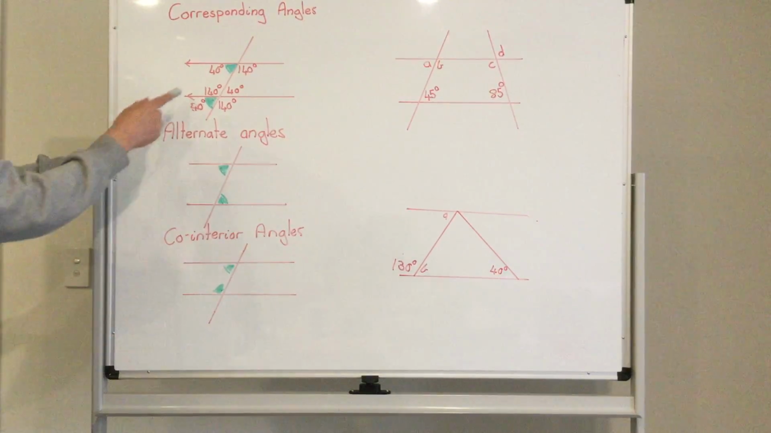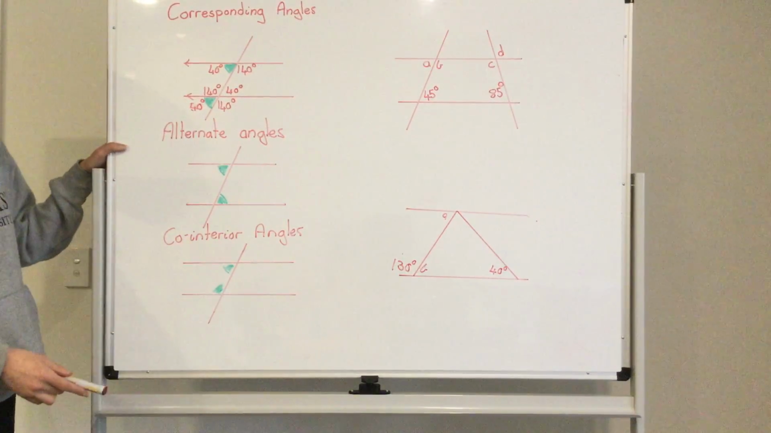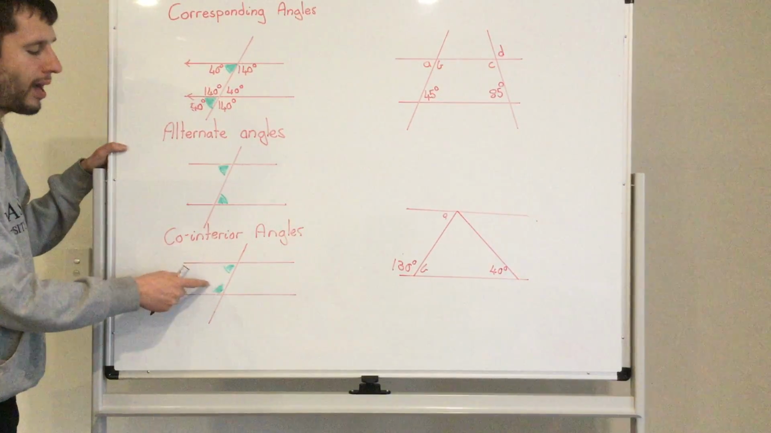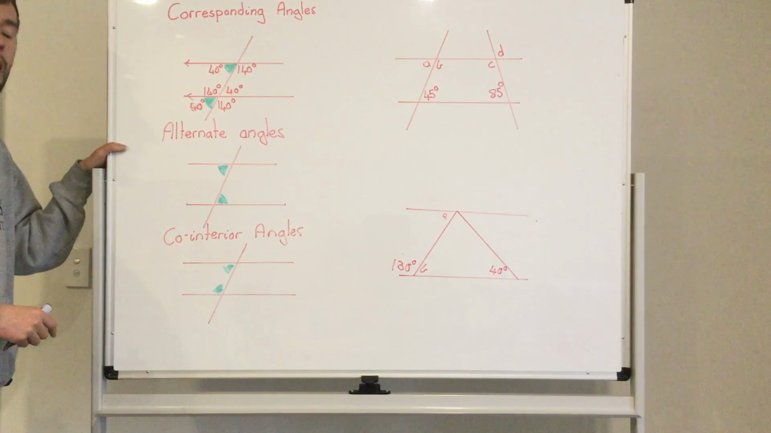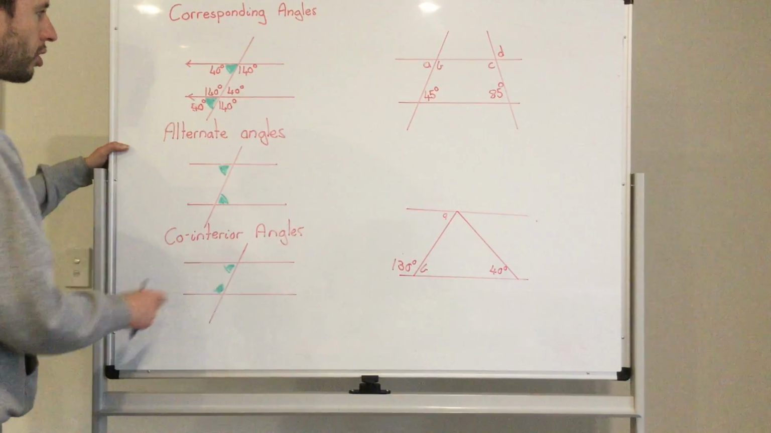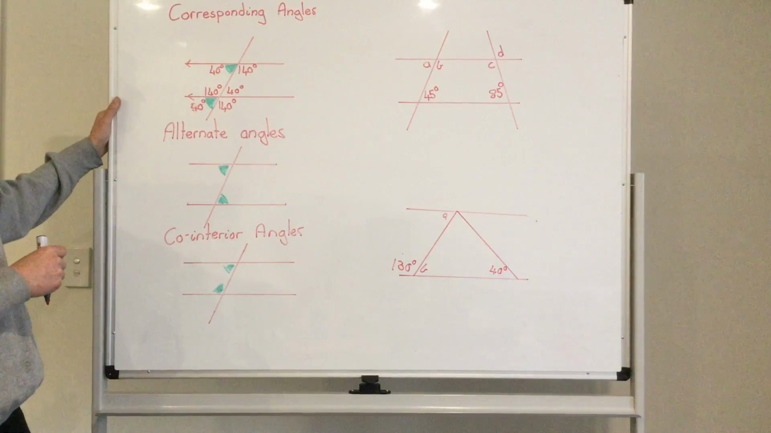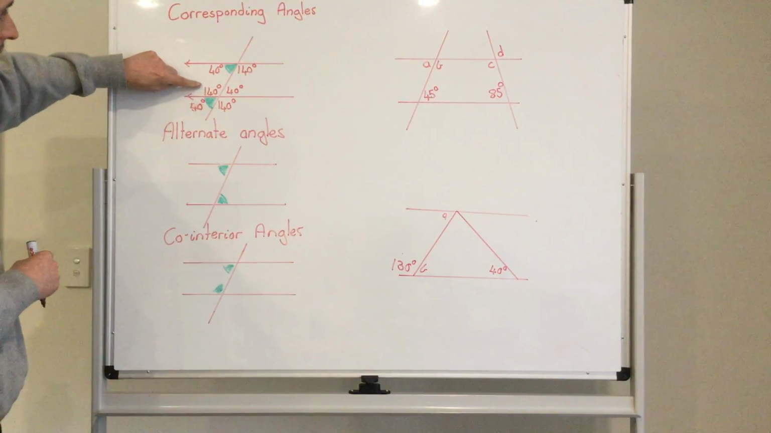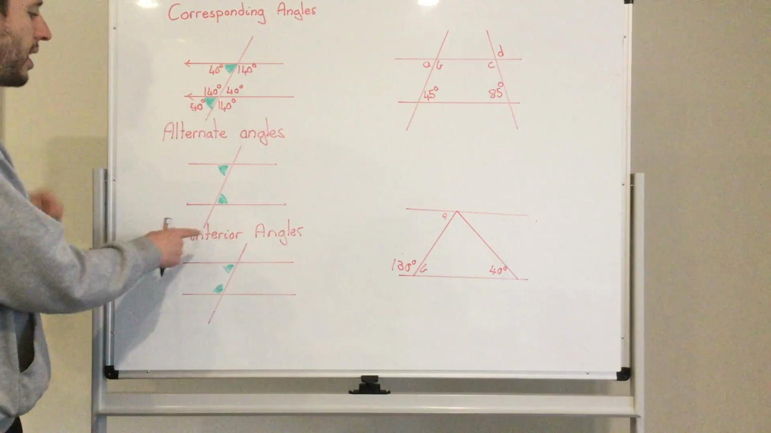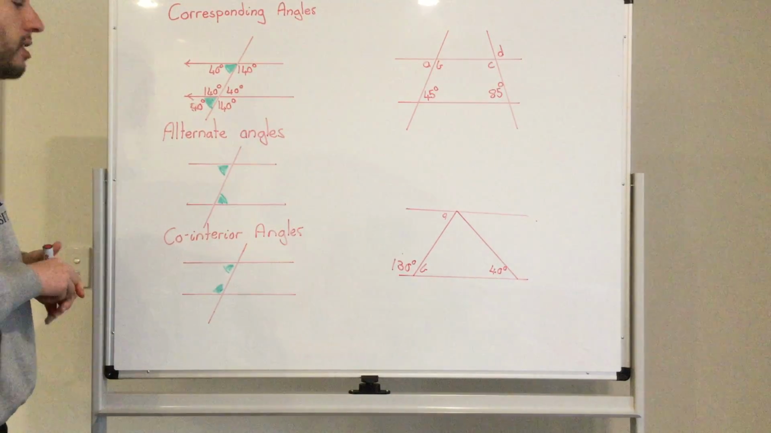Now we can see here that with our cointerior angles, our cointerior angles are our two angles on the inside of our parallel lines. Now those two must add up to 180. And we can double check here: 140 plus 40 equals 180 degrees.